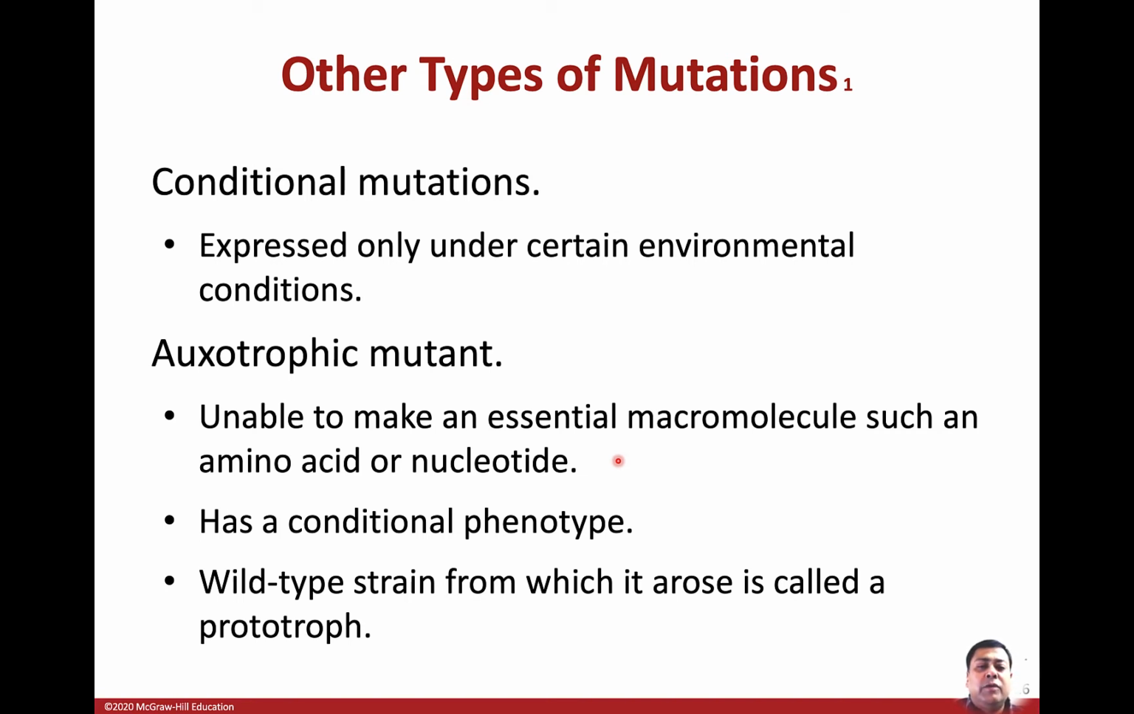And the wild type strain from which it arose is called a prototroph. So a cytosine prototroph will be able to make cytosine, whereas a cytosine auxotroph will not be able to make cytosine. So it will need cytosine in the media to grow.